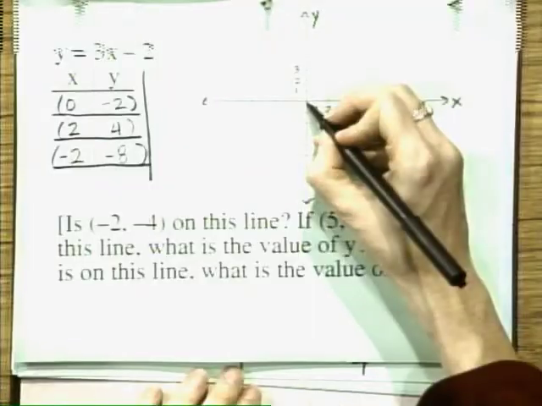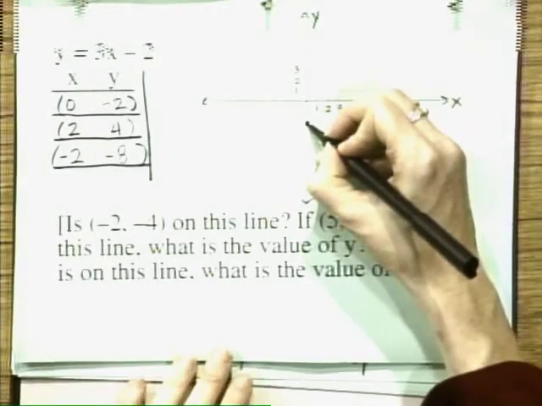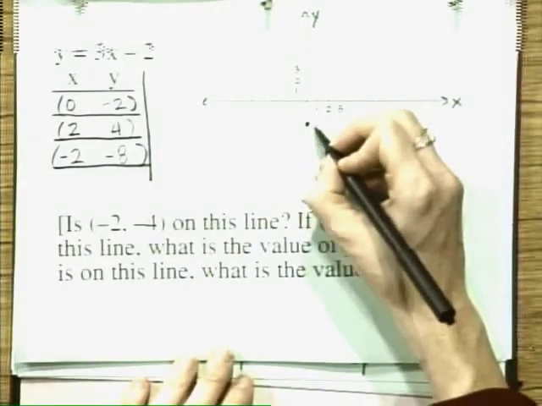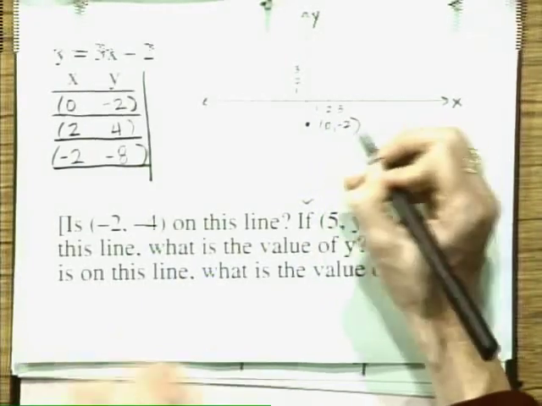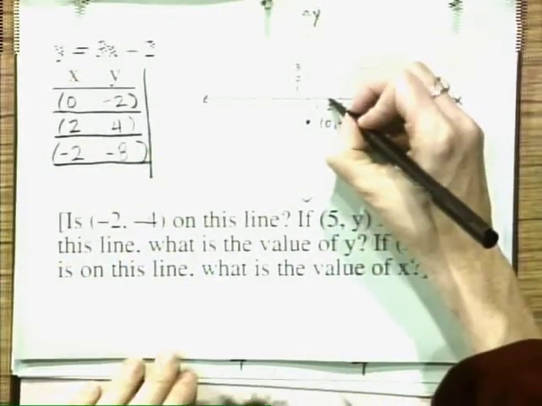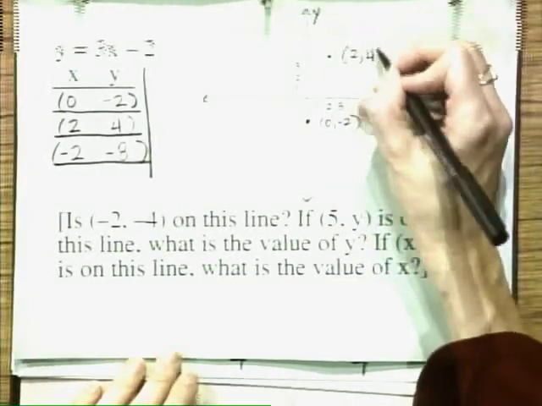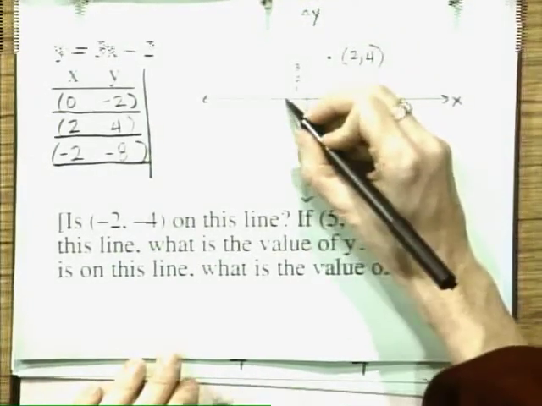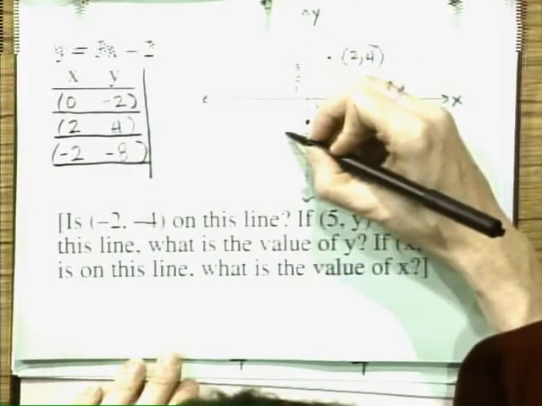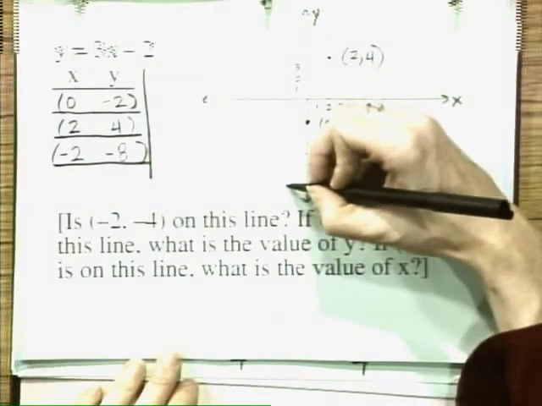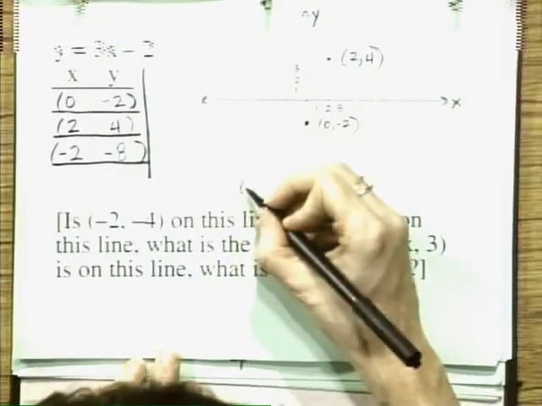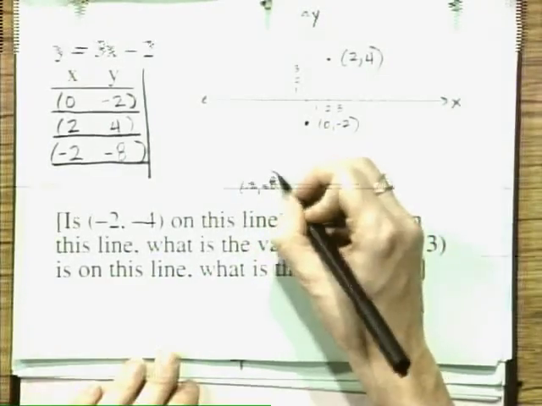Okay. 0, comma, negative 2 is right down here. We'll label them in a second. 0, comma, well, I'll do it right now. 2, comma, 4, 2 on the x, and 1, 2, 3, 4. How exciting. And let's see if our other point matches up. Negative 2 and negative 1, 2, 3, 4, 5, 6, 7. What do you know? There it is. Negative 2, comma, negative 8. Use our straight edge.